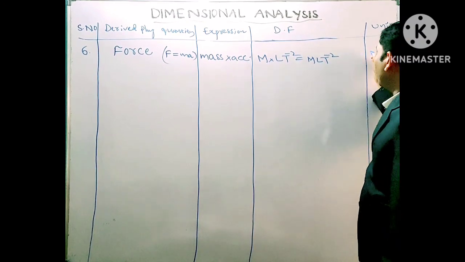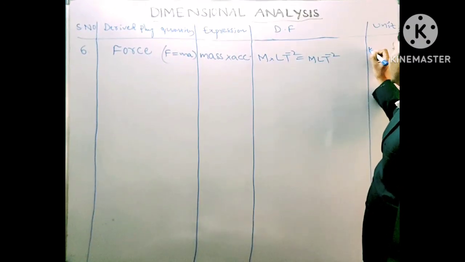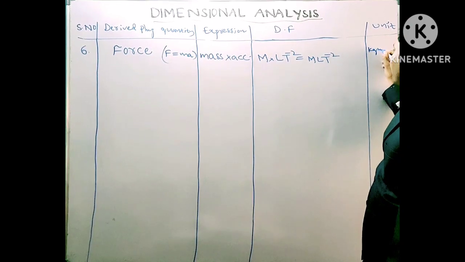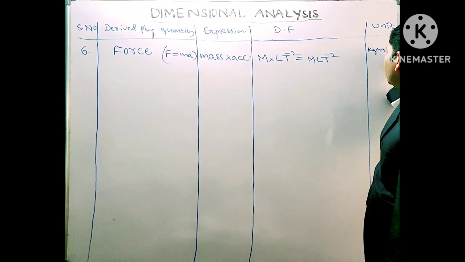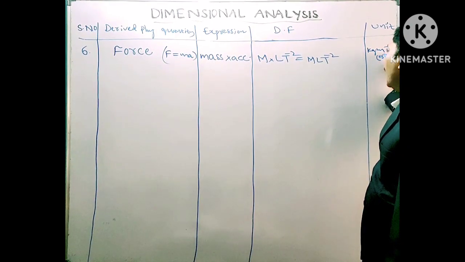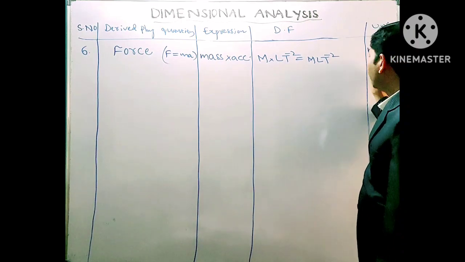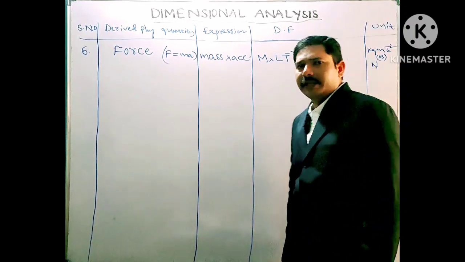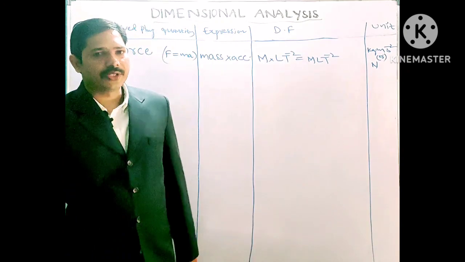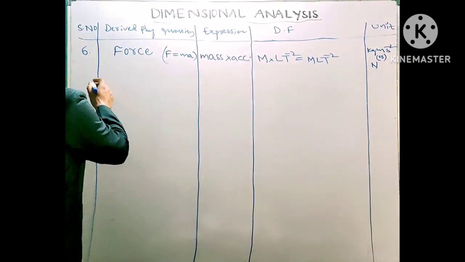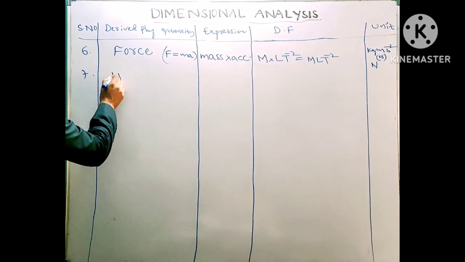According to the dimensional formula, the unit is what? Mass unit is kilogram. Length is what? Meter. Time is how much? Second, power minus 2. Or according to the scientist's name, the unit is what? Newton. Newton symbol is what? N.